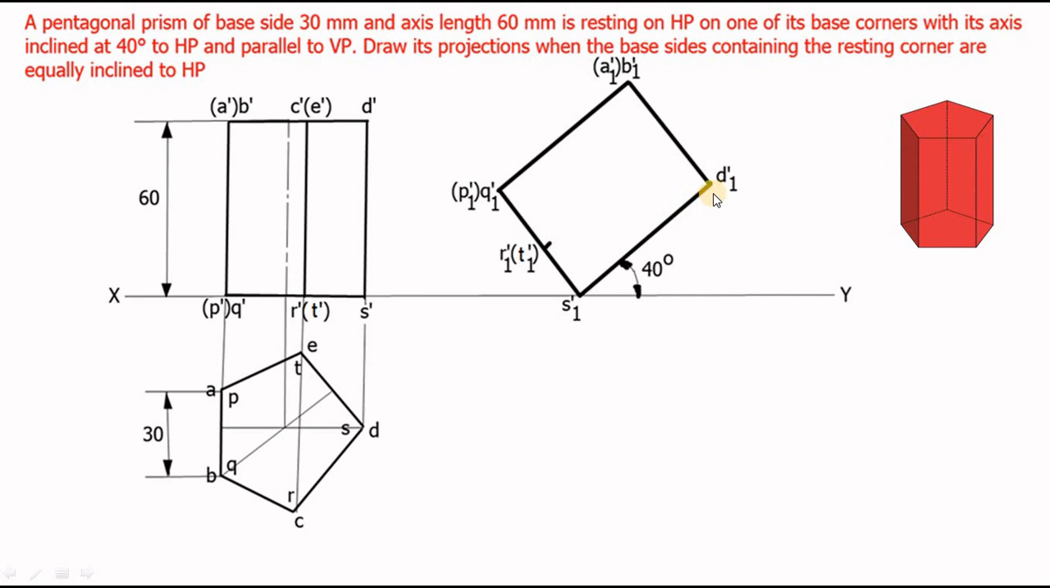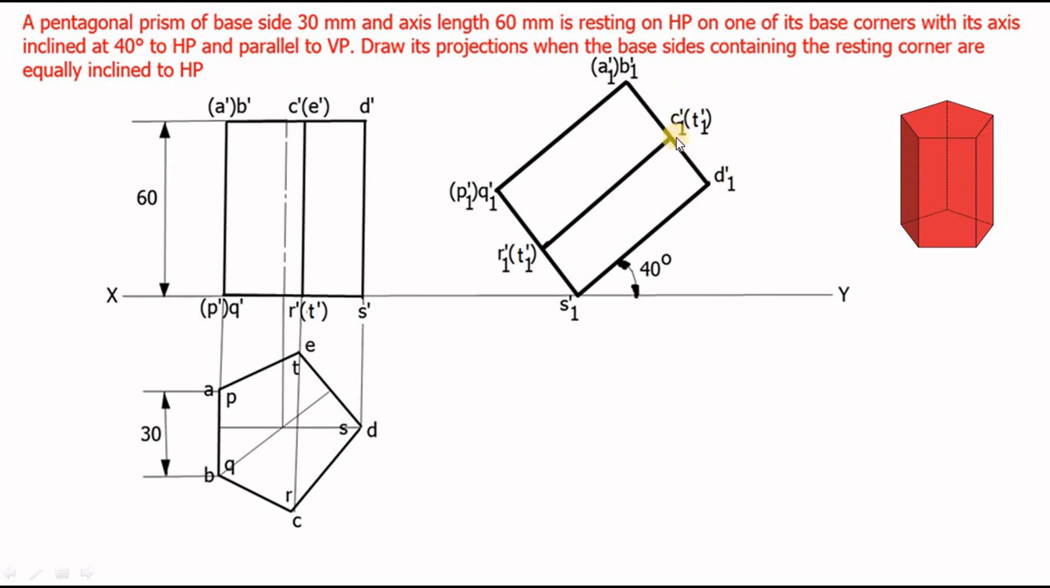Now draw the parallel line from here. That should be parallel to S1 dash and D1 dash. Okay, so this will be this longer edge, that is R dash C dash. Clear? Now measure this distance. You can measure using compass or scale. Measure the distance between R dash and this axis line. So you have to draw the axis line here so as to mark the axis is inclined 40 degree to HP. Clear? So before that, you have to name this as C1 dash and T1 dash.